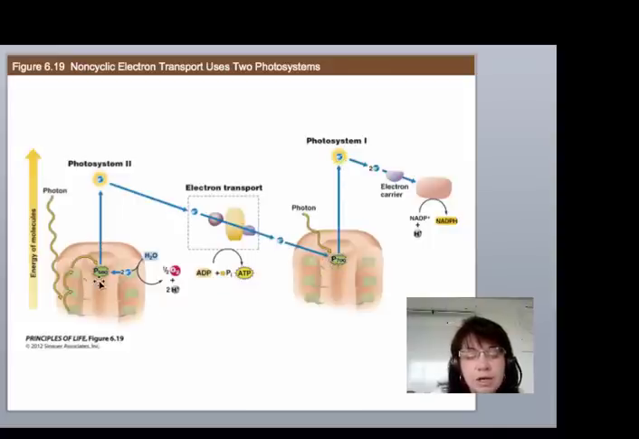So what happens to this guy? How does he get his electrons replaced? That's actually how we get the oxygen that we breathe. It happens right here in photosystem 2, or in the beginning of the light reaction.